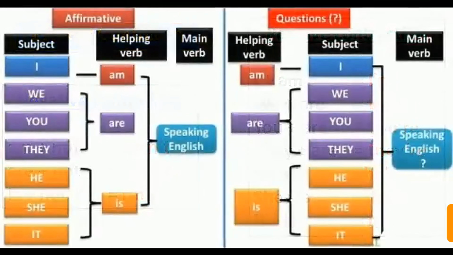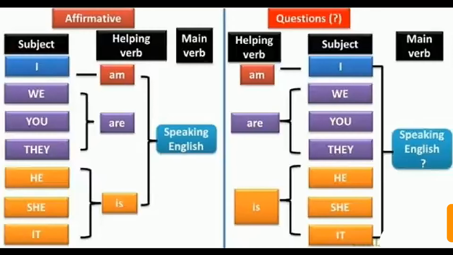Now let us see the difference between the affirmative sentence and the question, means interrogative sentences. If the subject is I, then helping verb am will be used along with it, and then the main verb plus ing form. And if the subject is we, you or they, then helping verb are will be used along with the main verb plus ing. And if the subject is third person singular, that is he, she or it, then helping verb is will be used along with that, and the main verb plus ing form will be used in the present continuous tense.